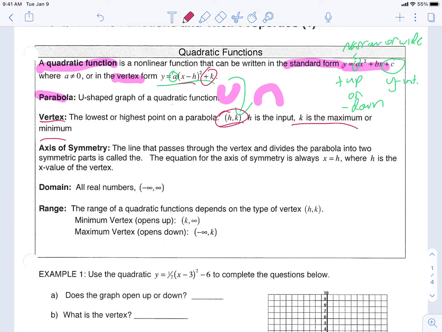The axis of symmetry is this imaginary line that divides a parabola in half. It's a vertical line, x equals h. And what's nice about it is once you get this x equals h, or the axis of symmetry, you already know the x value of the vertex. And so all you need to do is substitute it in to find the y value. Nice thing about the domain, it's pretty easy peasy. It's all real numbers. You don't have to worry about that.